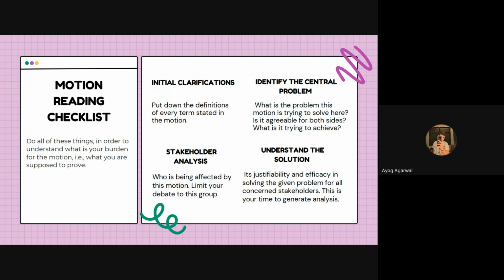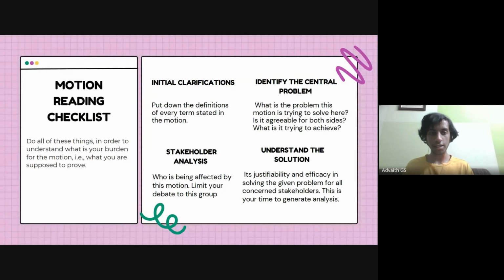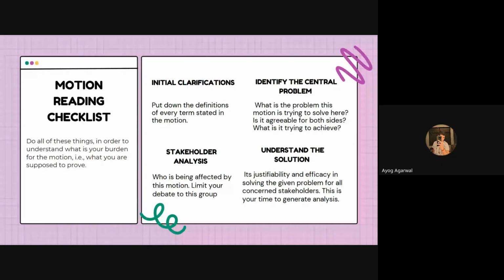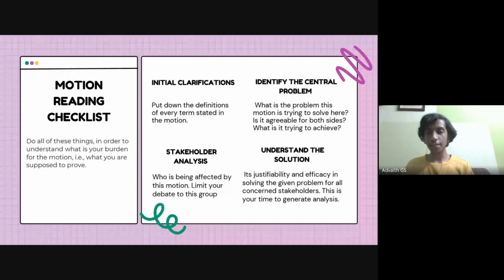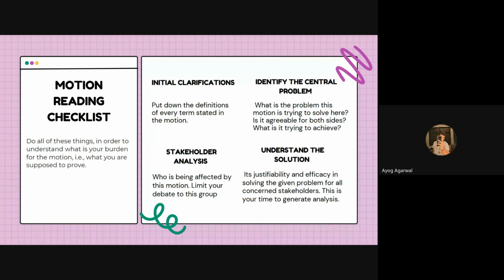Sir, I cannot understand the initial clarifications and stakeholder analysis. We haven't gotten to stakeholder analysis yet. We just talked about initial clarifications. Initial clarifications means you should understand what every single word in the motion means. You should be able to understand from that what kind of motion it is: is it an analysis-based motion or an actor-based motion? From there, you can go on to the other aspects of the debate.